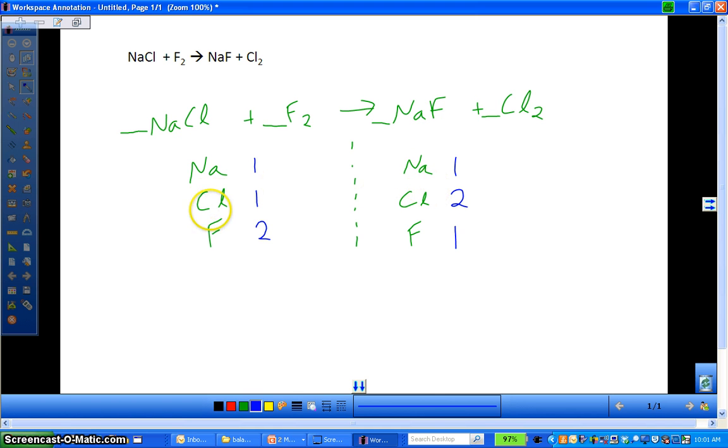I need more Cl on this side. The only way I can do that is change the coefficient, change the number in front. There's my Cl, I need two of them, so I'll have two NaCls. Now I count again. I've got two NaCls, that means I've got two Nas and two Cls. If it helps, draw them down here. There's an NaCl. We've got two of them. Draw two of them. Two Nas, two Cls.